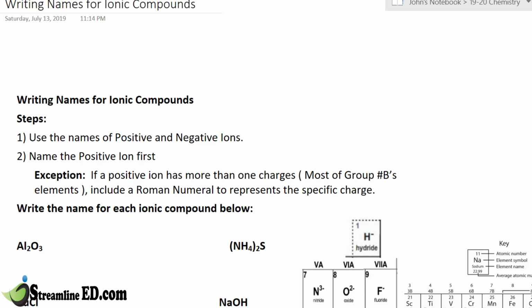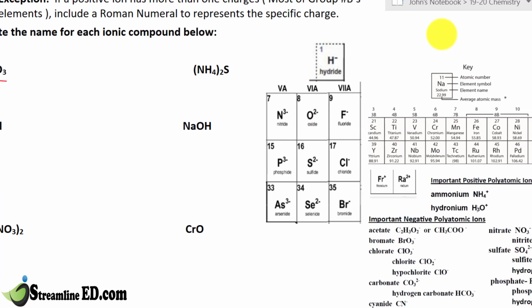In the previous lesson, you learned how to make compounds, specifically ionic compounds, from oppositely charged ions, that is, positive ions and negative ions. Now in this lesson, we are going to learn how to name the compounds. Well, the steps are very easy. Again, you are going to use the names of the positive and negative ions. And you already memorized that, or at least they are given to you on the periodic table, and they are given to you as a list of polyatomic ions.